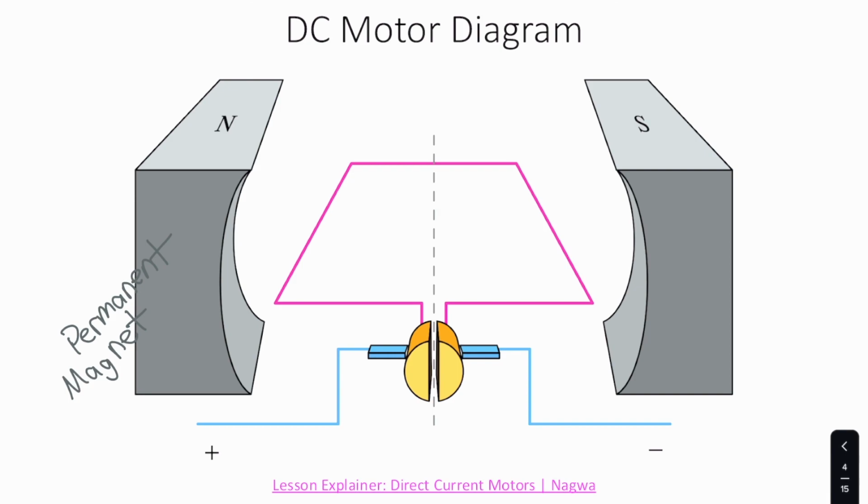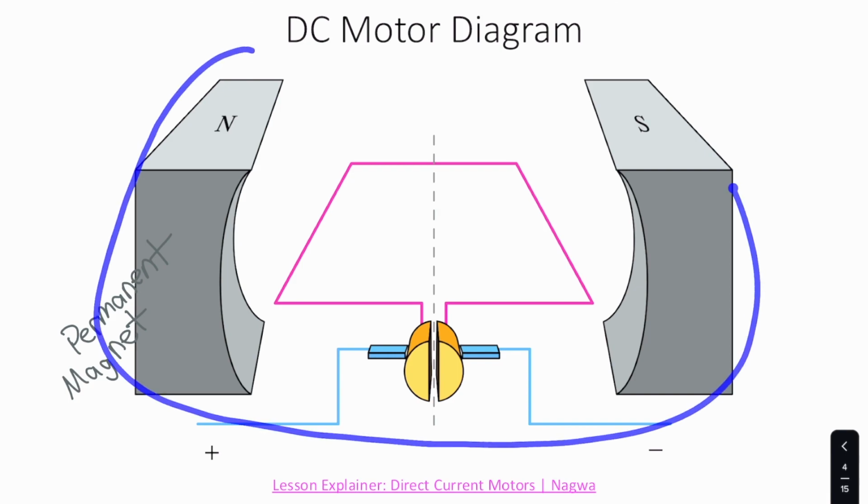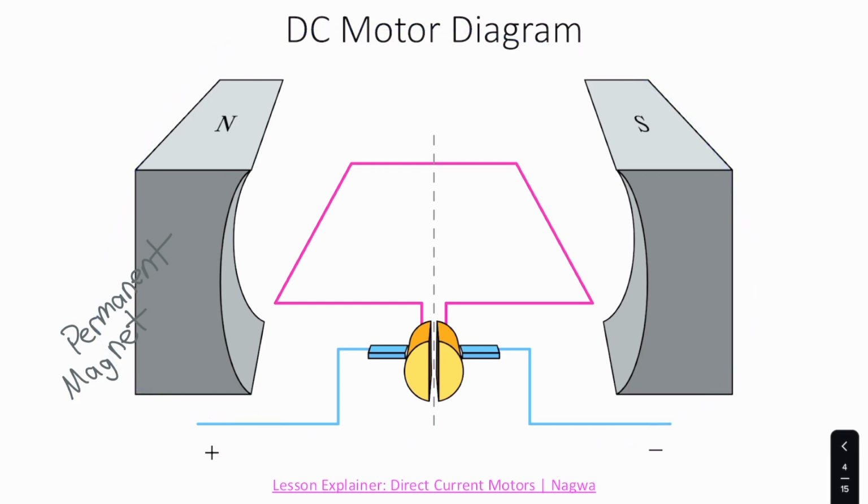The permanent magnets are attached to the inner side of the stator. The stator is essentially the outer housing of your DC motor. So if you think of that tin, sort of silvery colored outer housing, there are permanent magnets attached to the inside of that.